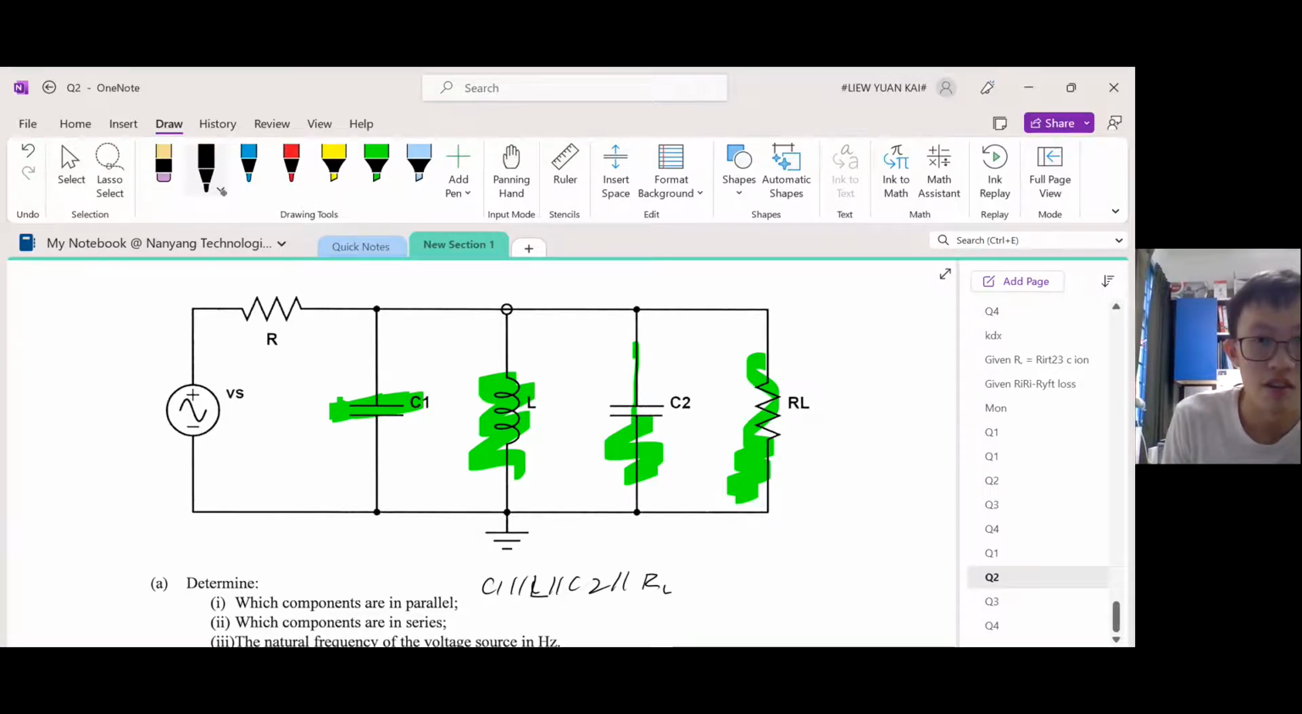Okay, so these are all parallel to each other. And you can say that R is parallel to all of them as well, right? This is in fact parallel to each other. And also VS is parallel to this whole thing.